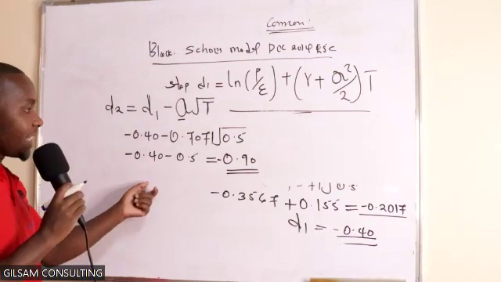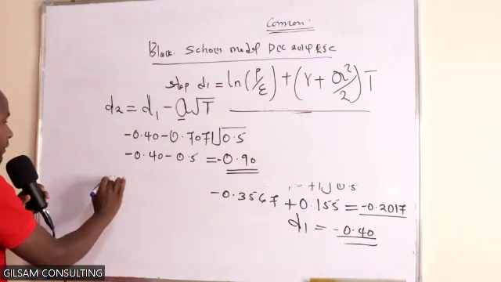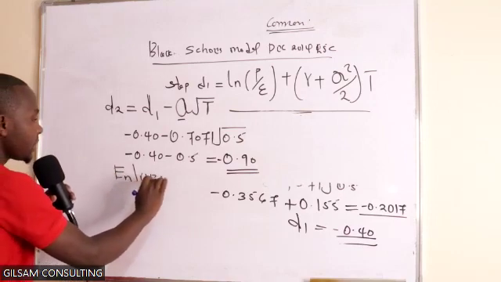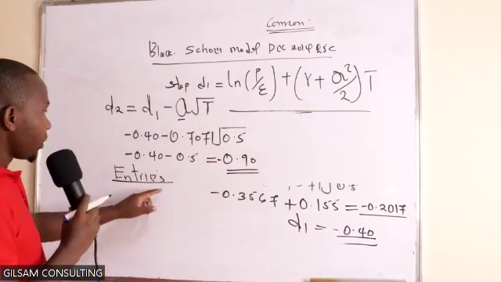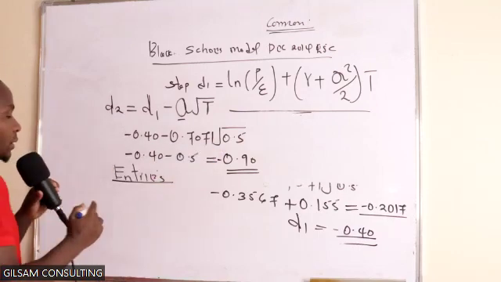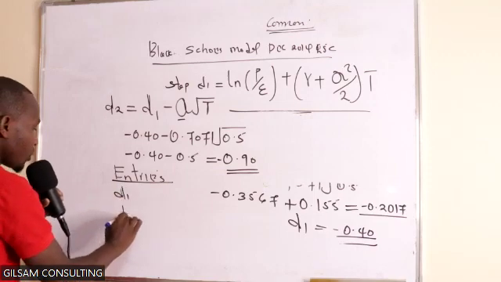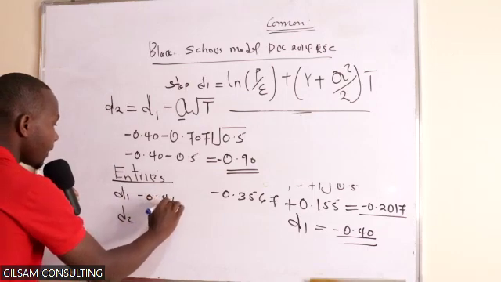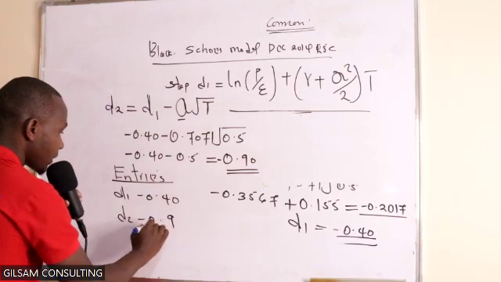So we have to get the entries. We are using the normal distribution tables, that is the Z table, to help us get these entries. So we come here to D1 and D2: the first one is negative 0.4, and the other one is negative 0.9.